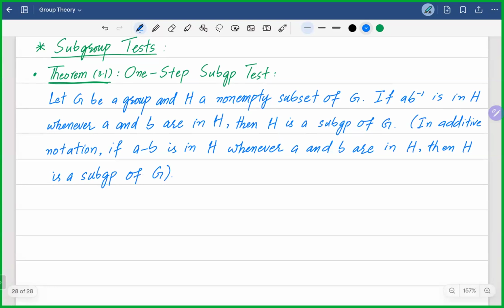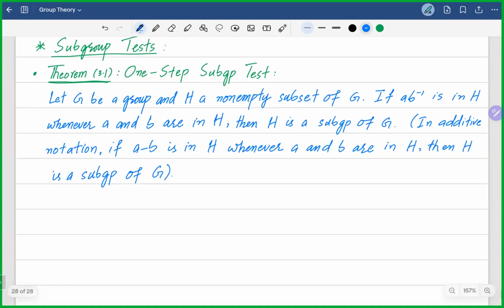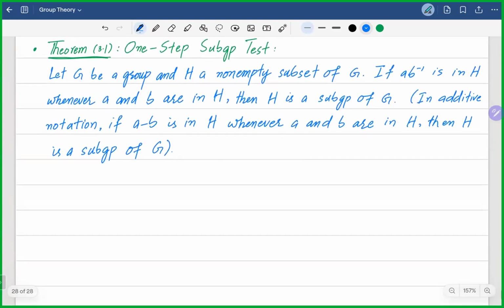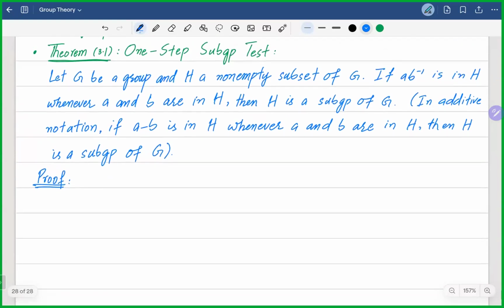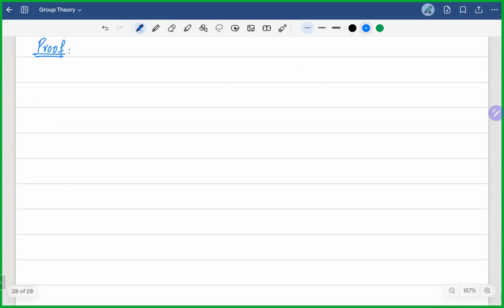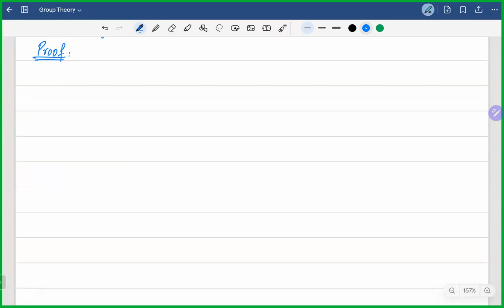Now, group theory proofs are very easy and straightforward proofs. You just need to follow the arguments, and you are good to go. So don't be scared of those proofs. Remember what we needed to do? We needed to prove that if AB inverse is in H whenever A and B are in H, then H is a subgroup. Or in additive notation, if A minus B is in H whenever A and B are in H, then H is a subgroup, right? This is the proof. Now, since the operation of H is the same as the operation of G, it is clear that the operation is associative.